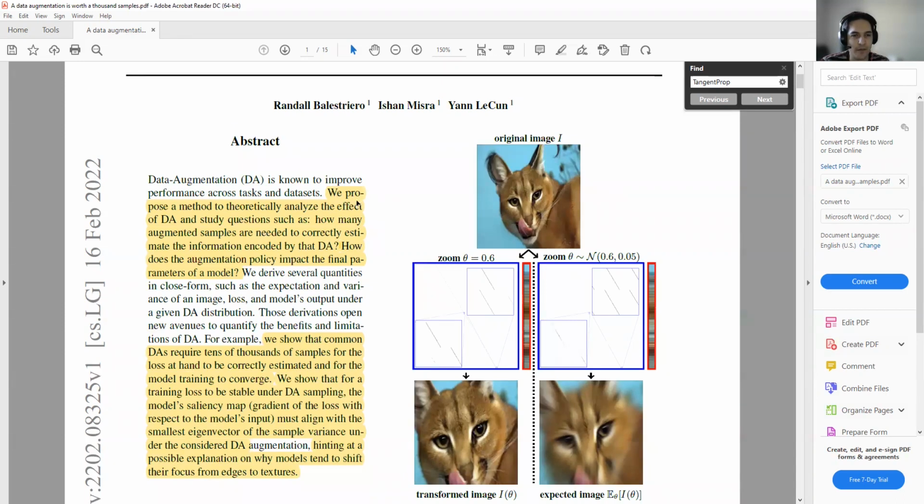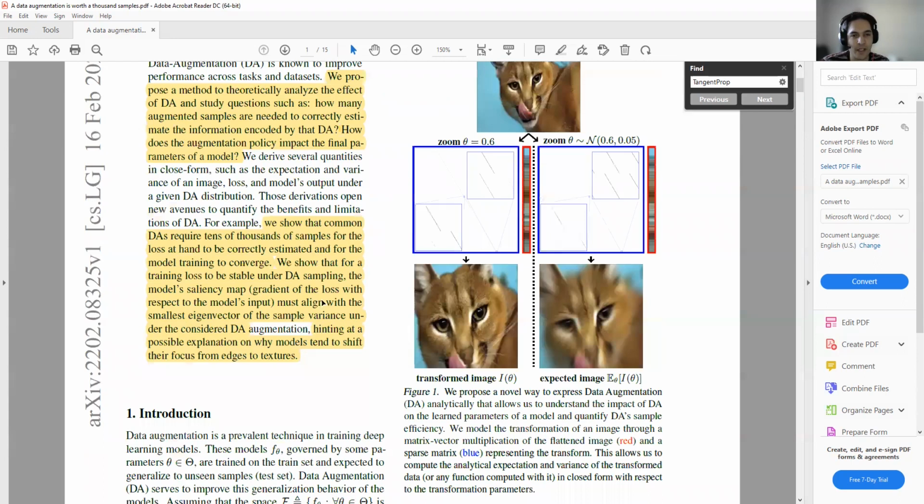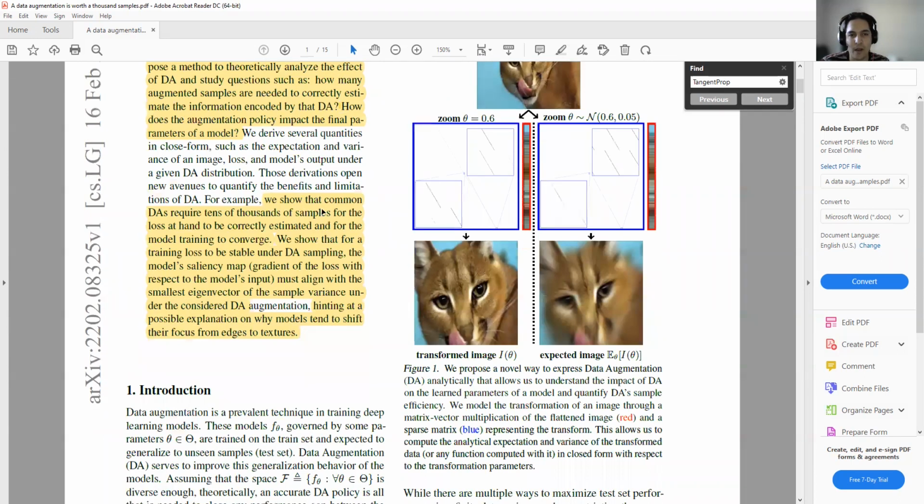First, they mention: we propose a method to theoretically analyze the effect of data augmentation and study questions such as how many augmented samples are needed to correctly estimate the information encoded by the data augmentation? How does the augmentation policy impact the final parameters of the model? They finally show that common data augmentation requires tens of thousands of samples for the loss at hand to be correctly estimated and for the model training to converge.